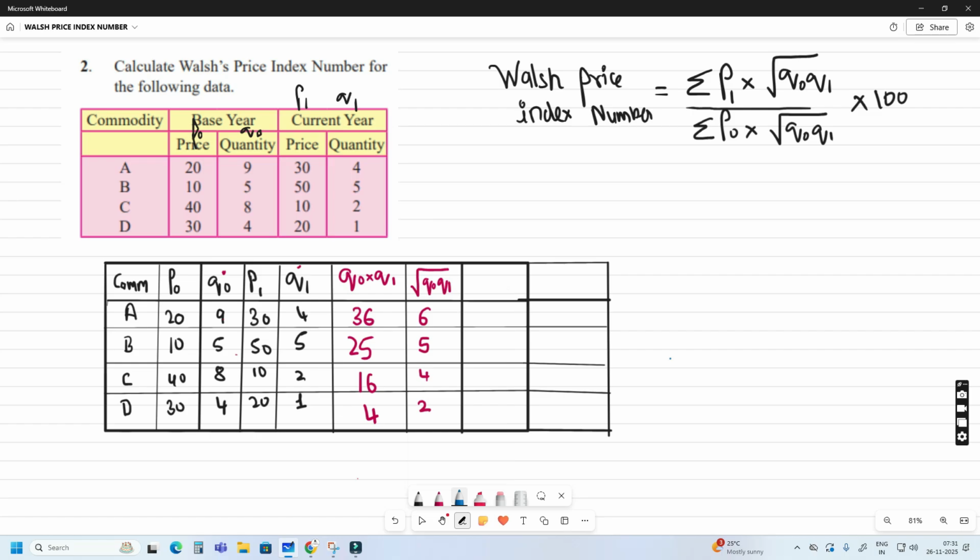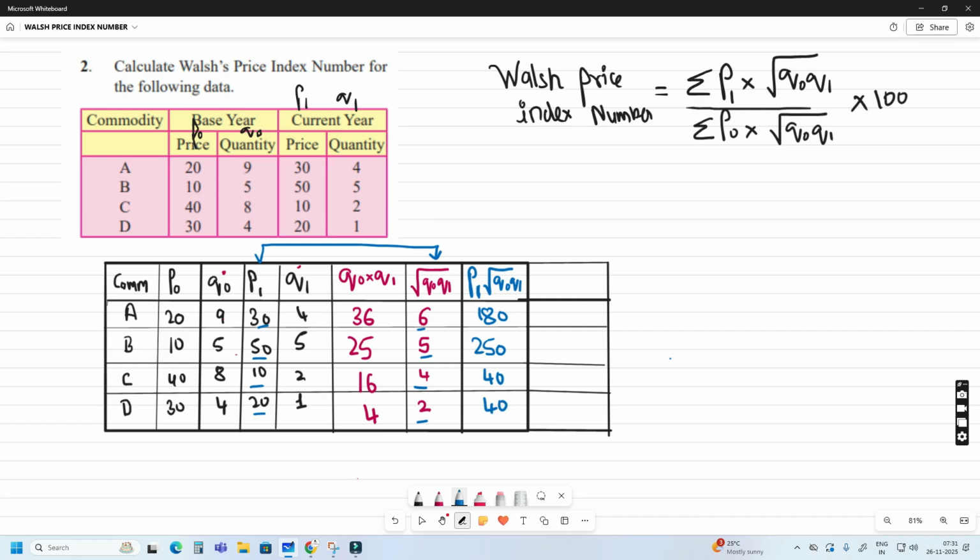पहला आपको निकालना है, you need to multiply by P1. P1 under root of Q0 Q1. So P1 is this one, and under root of Q0 Q1. So multiplying 30 into 6, 6 3s are 18, so it will be 180. 50 into 5, that will be 250. And then 10 into 4, that will be 40. And then 20 into 2, that will be again 40.